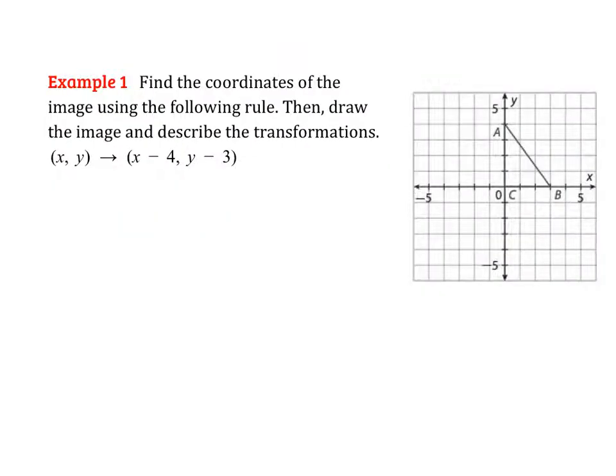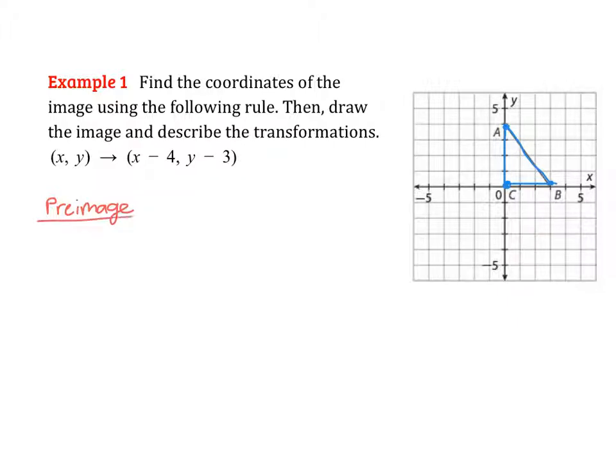Okay, so we're going to be practicing using those different terminology for transformations, and we're going to give this one a try. So here we have a figure. It's a little hard to see. Let me go over it in blue. So we have A, B, and C at the origin. It says find the coordinates of the image using the following rule. Then draw the image and describe the transformations.